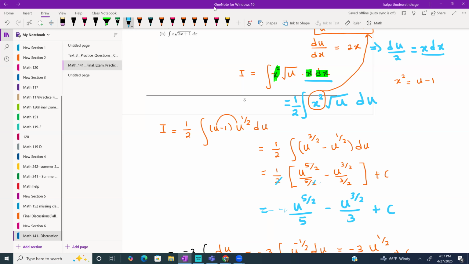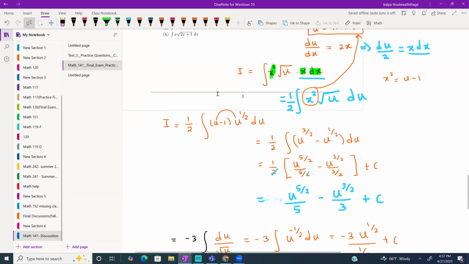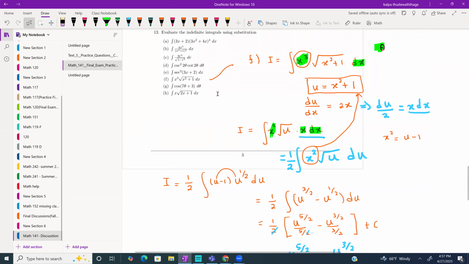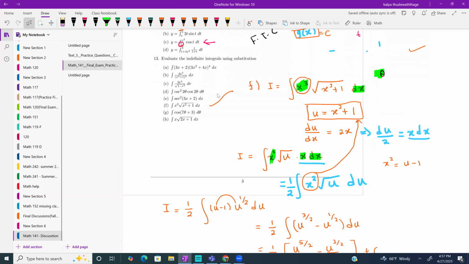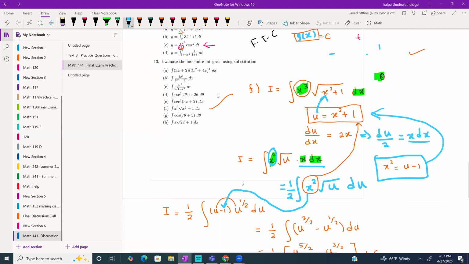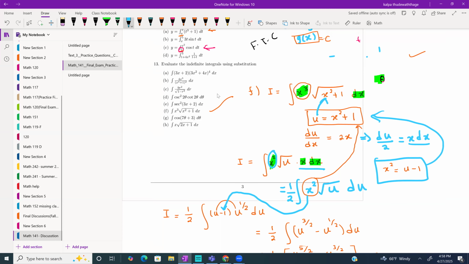So I hope you understand the idea here. You can't really replace everything just by substitution one time. You replace the inside of the square root with u. You have to replace x to the power 2 also with u minus 1. That means I use the same substitution. Same technique you have to use for the last question.